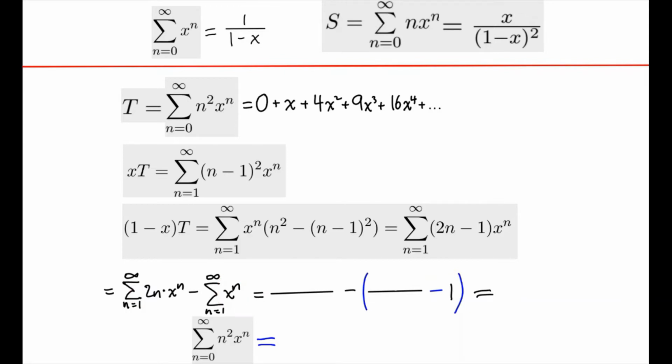So these should look familiar because they're pretty much just these two equations over here, except you have to multiply this one by 2. So let's just write it down. This obviously is just going to be equal to 2x divided by 1 minus x squared minus 1 divided by 1 minus x minus 1.